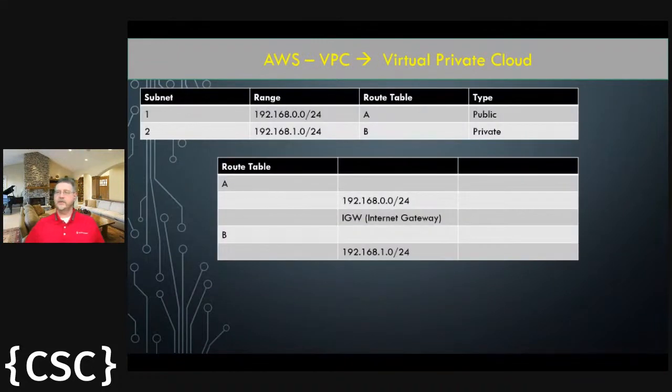Now, with AWS and VPC, that virtual private cloud, it does the same thing. With that association, instead of quad zeros for the rule, what you see in that route table is what's called an IGW, an internet gateway. If it has that internet gateway, it's considered a public subnet. If there is no rule for that, it's called a private subnet.